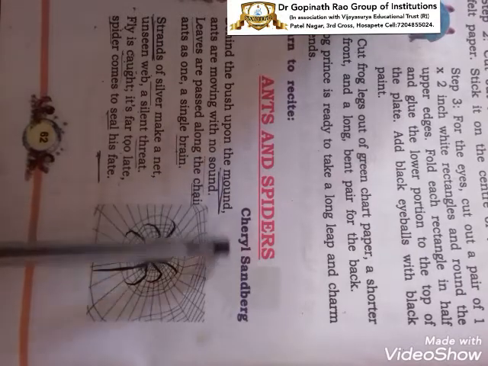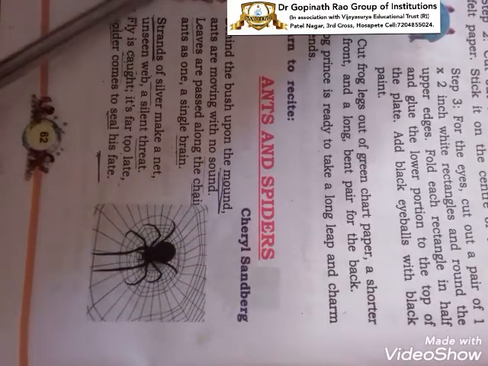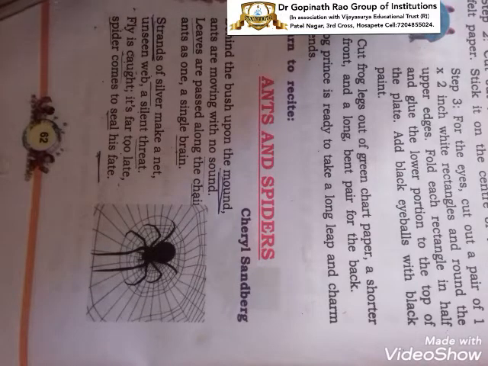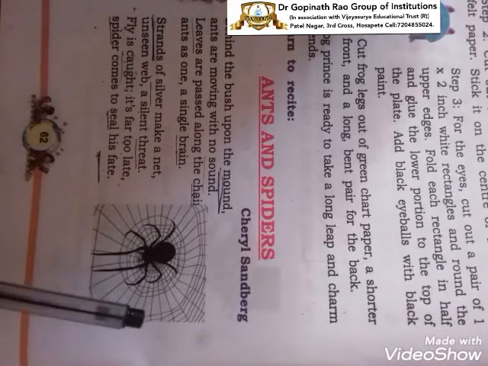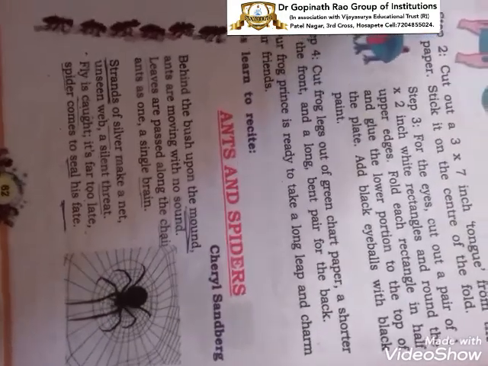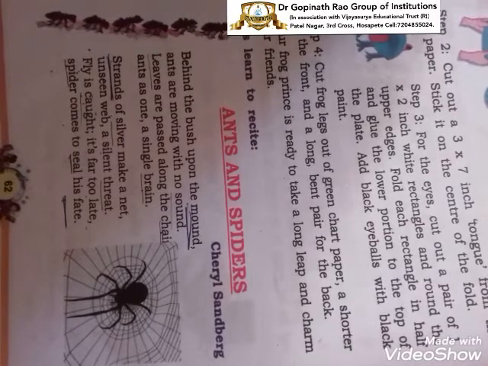These ants and spiders are called insects. These are insects, children. Yes, let us read the poem now. Behind the bush upon the mound, ants are moving with no sound.